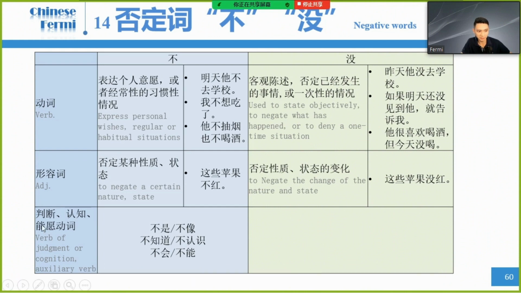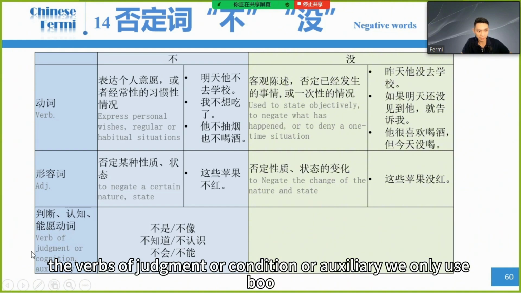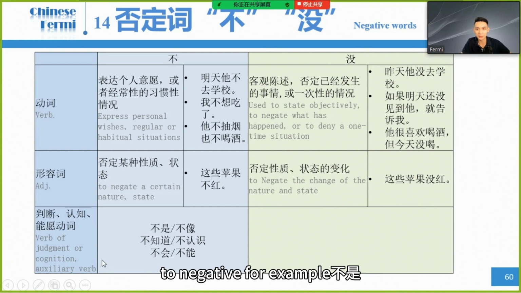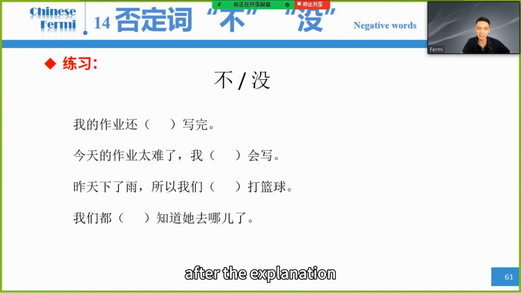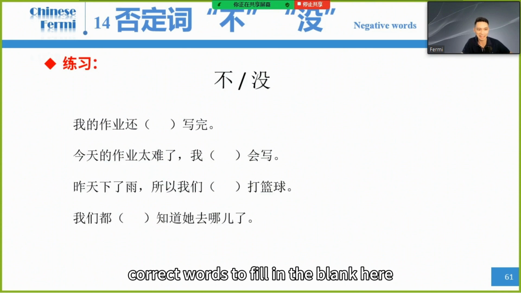More important, the verbs of judgment or cognition or auxiliary, we only use 不 to negate. For example, 不是、不像、不知道、不认识、不会 and 不能, and 没 cannot be used in this place. After the explanation, can you try to choose the correct words to fill in the blank here?